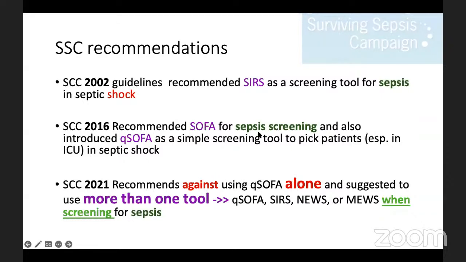There were a few other sepsis screening tools that came up other than SIRS and SOFA: NEWS and MEWS. I know you have all heard and learned all these, we will revise them. So the latest recommendation is not to use qSOFA alone, but to use at least two more tools other than qSOFA, because qSOFA alone might miss patients, that is their worry, right? SIRS alone might miss patients in early sepsis. So the latest recommendation is for us to use at least two more sepsis screening tools to catch patients with sepsis, right? Hope you understood. Can you all remember these tools?